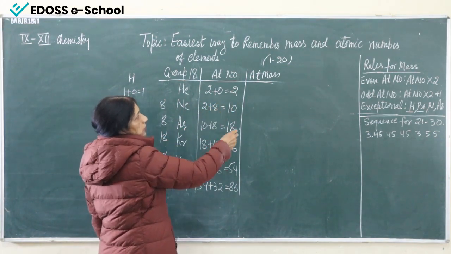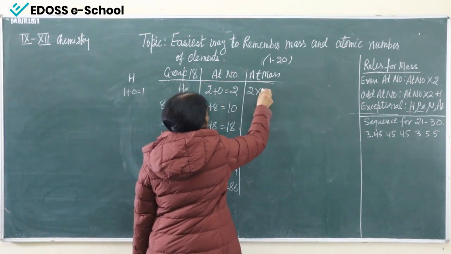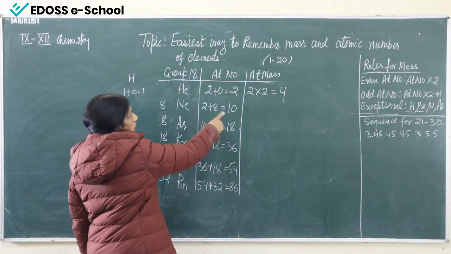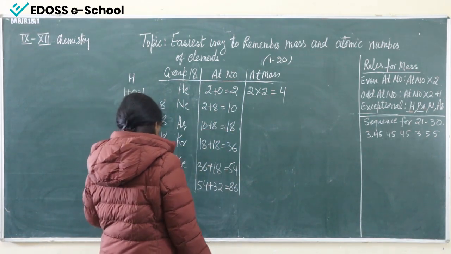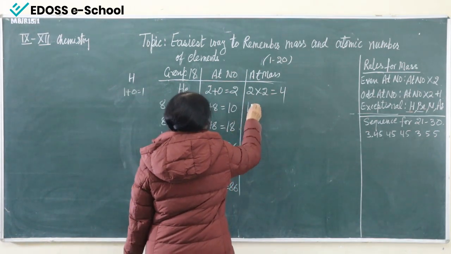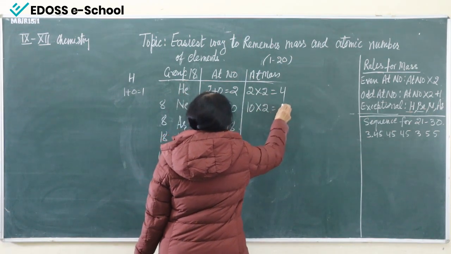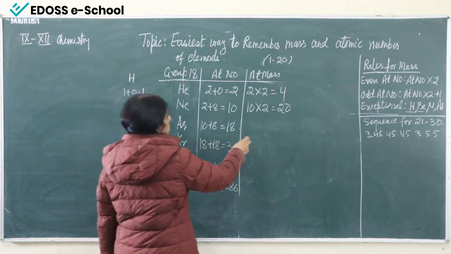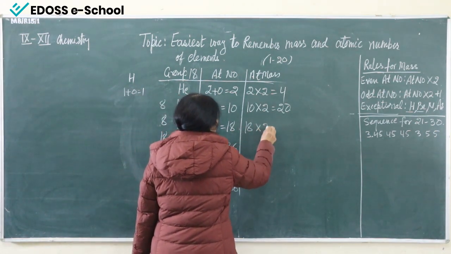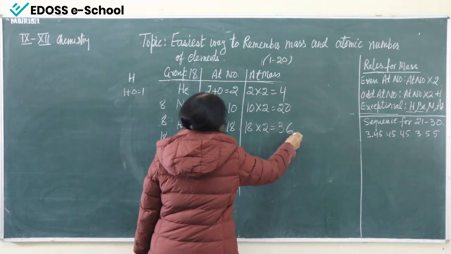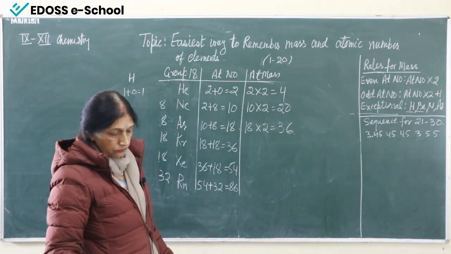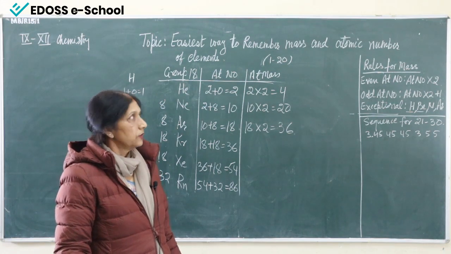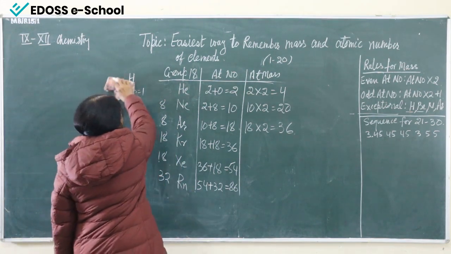Okay. Now how to find their atomic mass, because this is even number. So for helium, 2 multiplied by 2 is equal to 4. Okay. For neon, it is 10 multiplied by 2 is equal to 20, and for argon 18 multiplied by 2 is equal to 36. So this was how to find atomic number and atomic mass of group 1 to group 18.